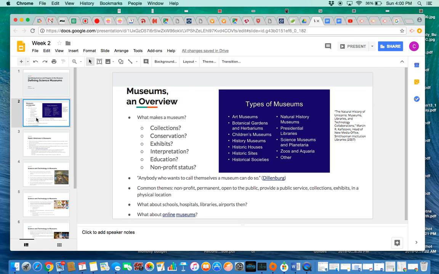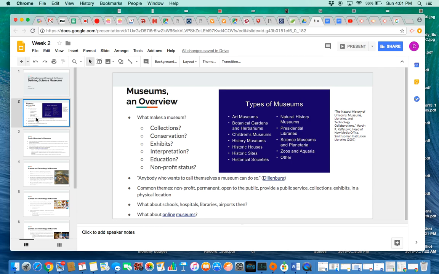Oftentimes, a museum is also going to try to educate the people that it's presenting these exhibits to through the interpretation that they feel best fits whatever topic it is that they're covering, right? For an outside-of-classroom sort of educational experience, there are many people who would attribute museums as one of the main educational institutions outside of a classroom environment, and so that's one of the major roles which they fulfill. Many museums are also nonprofit institutions, right?